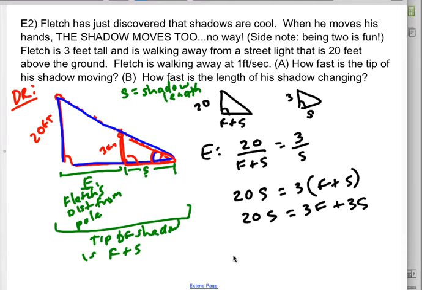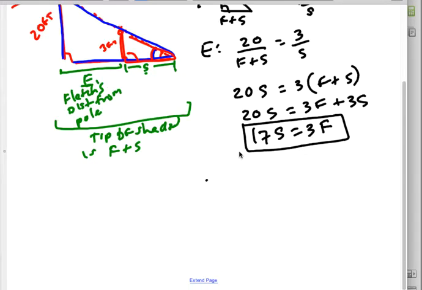Essentially what that means is that 20, sorry, not 20, brain is tired, my bad. 17S is equal to 3F. So that's your equation that relates those two variables. So when I differentiate, I'm going to get 17 ds/dt equals 3 df/dt.